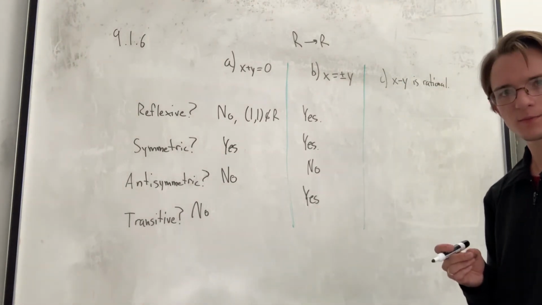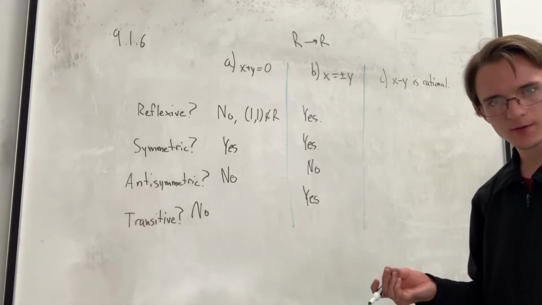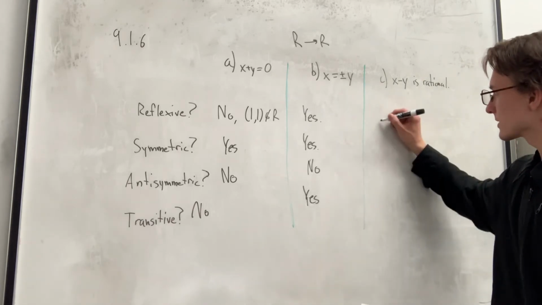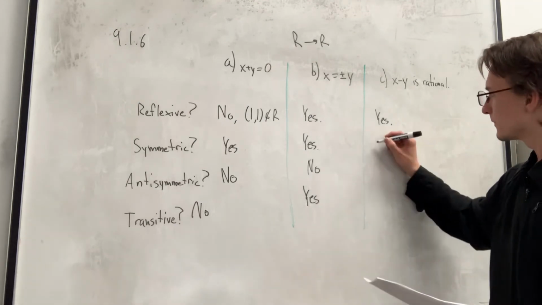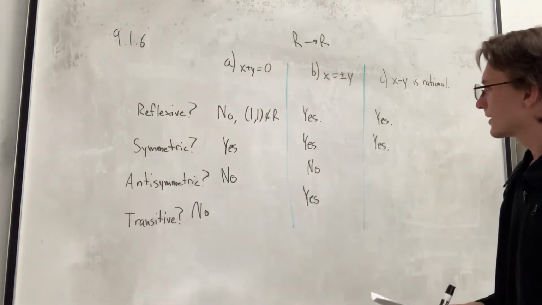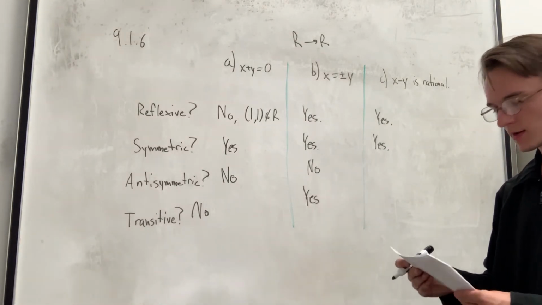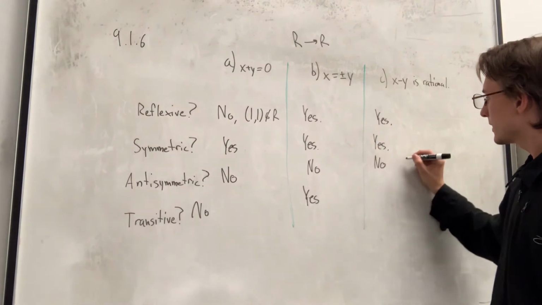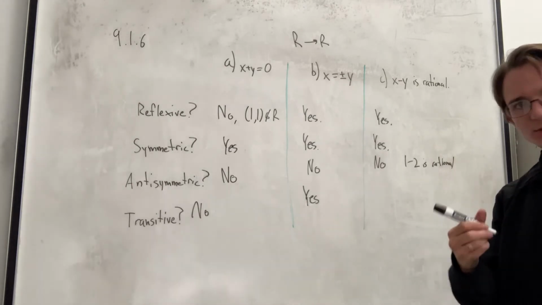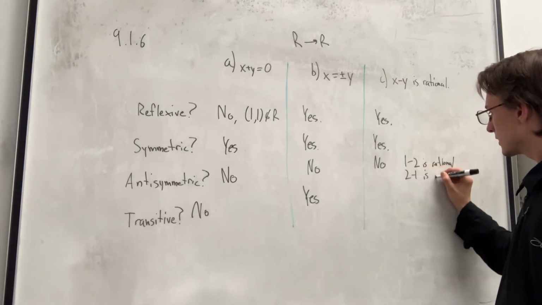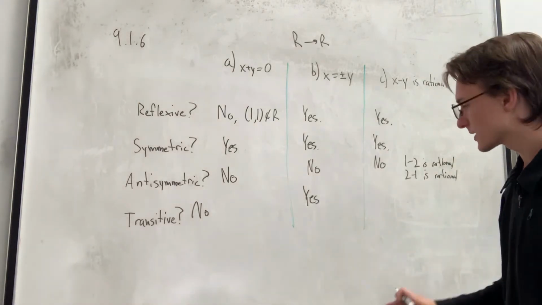Is this reflexive? Does it make sense to say that x minus x is rational? Well, x minus x is always 0, so yes, it is reflexive. Is it symmetric? Yes, as well. Is it anti-symmetric? No, right? Because 1 minus 2 is rational, but also 2 minus 1 is rational as well. So there's a case of symmetry, therefore it's not anti-symmetric.